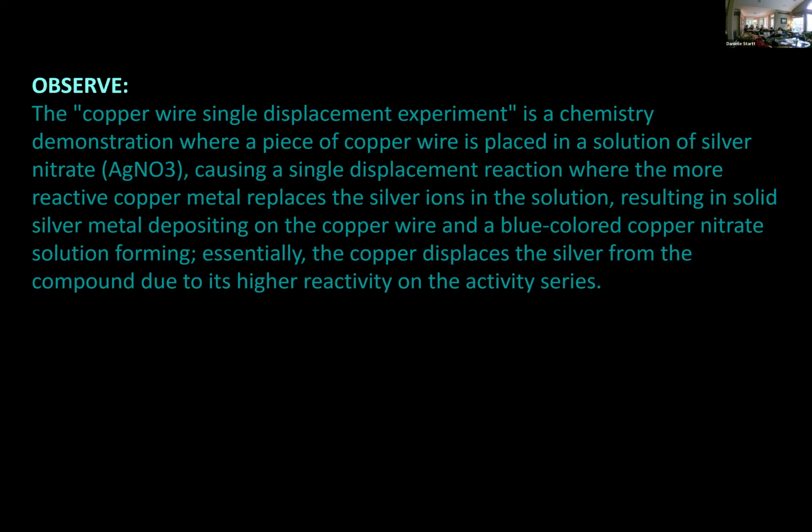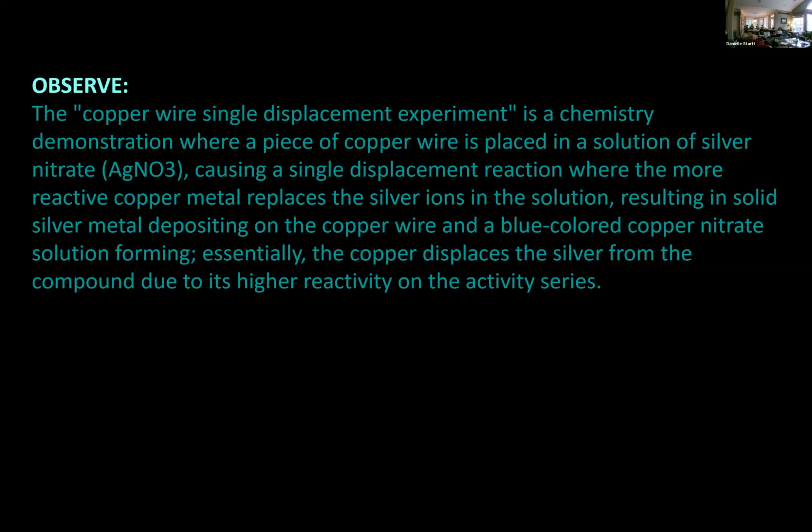There it is. AgNO₃. That should be a subscript, but it didn't copy that way and I forgot to fix it. So it's going to cause a single displacement reaction where the more reactive metal, what's the more reactive metal going to be? Copper or silver? Copper is more reactive, right? So the more reactive metal, copper, is going to replace the silver ions in the solution, and your result is going to be silver metal depositing on the copper wire.